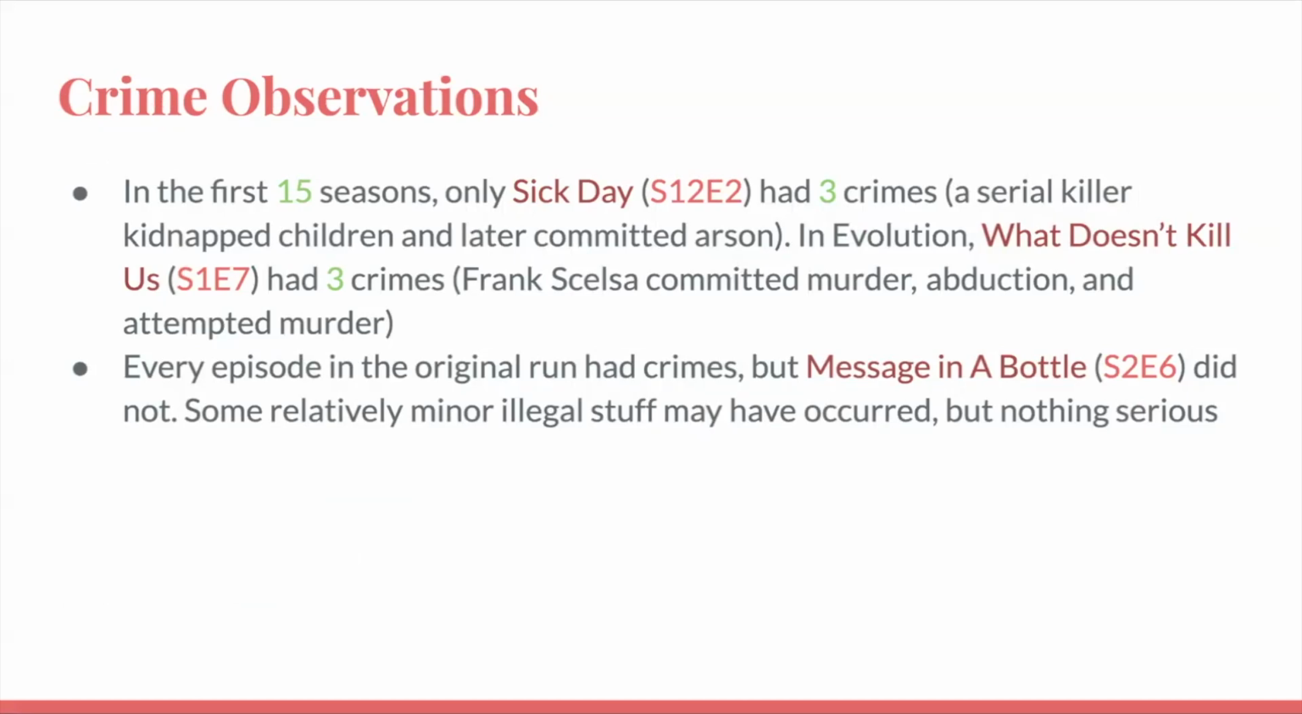Every episode in the original run had crimes, but Message in a Bottle, Evolution Season 2, Episode 6, did not have any crimes. Some relatively minor illegal stuff may have occurred, but nothing serious. So this is a pretty different episode. I think it's actually one of the lowest rated of the whole season, and honestly, I get that because Elias Voit was not in it and no one got murdered, or mayhemed, or abducted. Nothing happened.